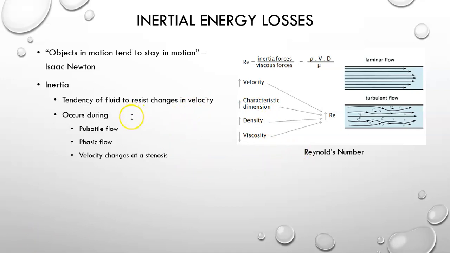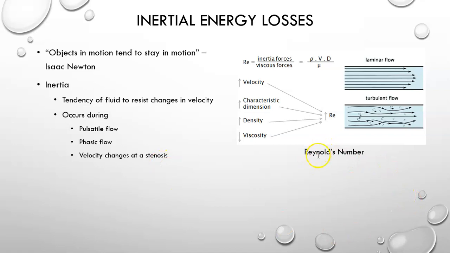Inertial energy losses are due to the pulsatile flow. Some occurs during phasic flow, but it certainly occurs during turbulent flow. So in turbulent flow you have the greatest inertial losses. And inertial energy losses are the greatest loss of energy throughout the body.